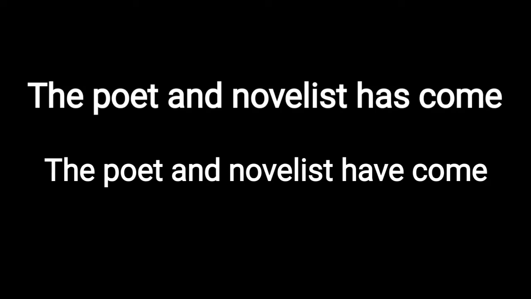One more example. The poet and novelist has come. The poet and the novelist have come. So in the first sentence, it's just one person and he is both a poet and a novelist. In the second sentence, we are talking about two people. One is a poet and one is a novelist.